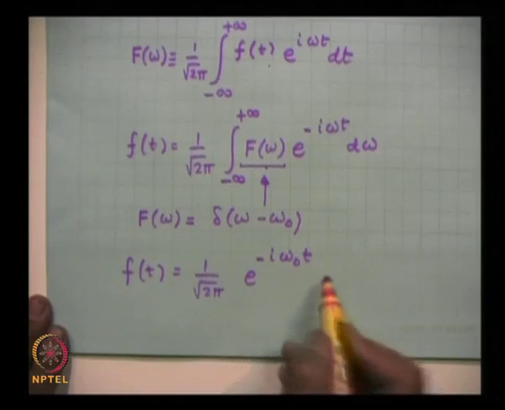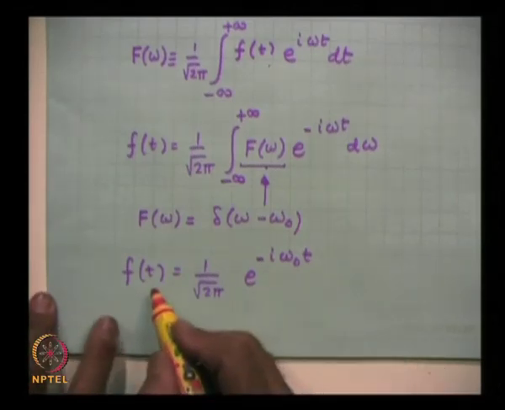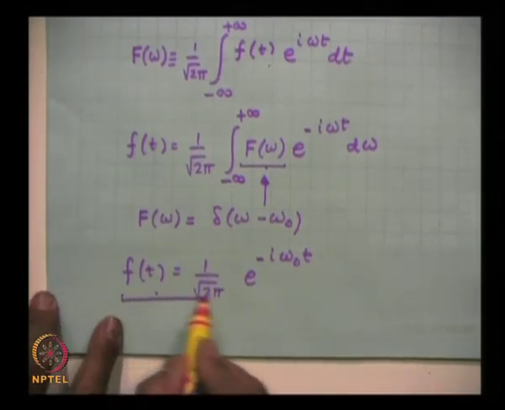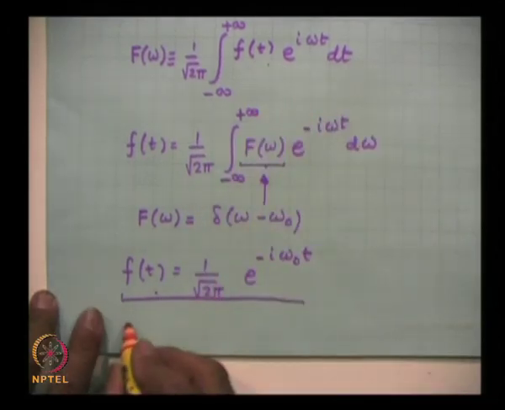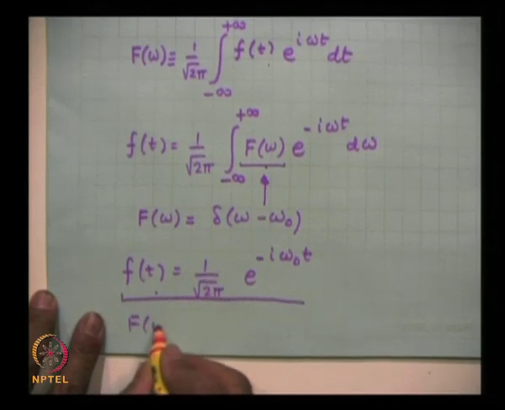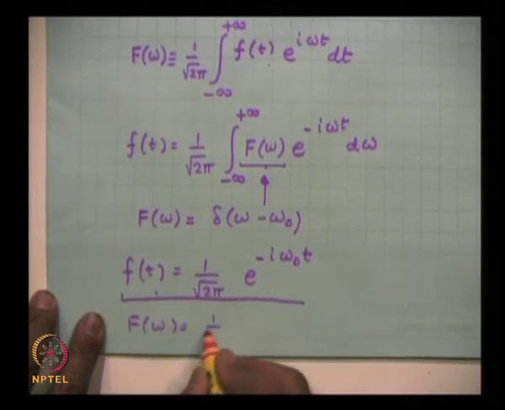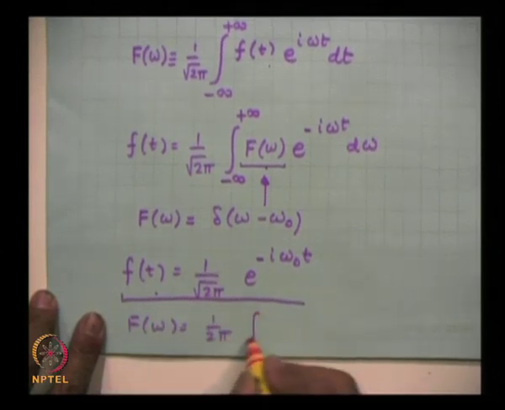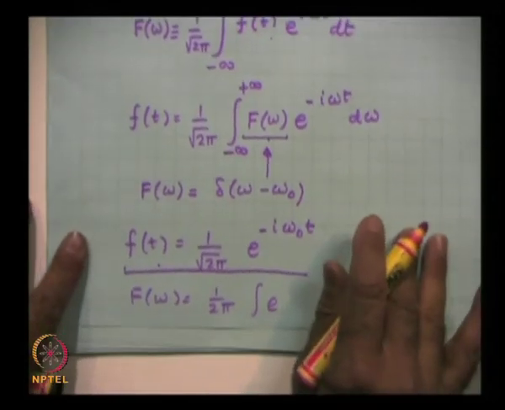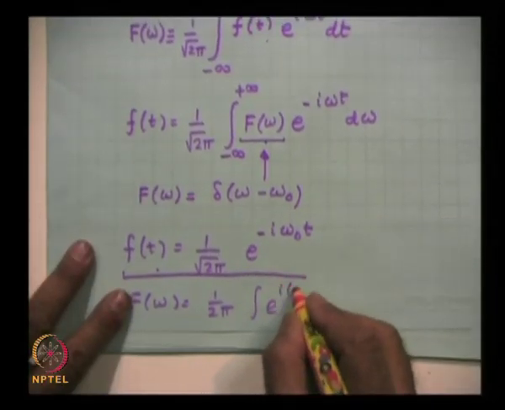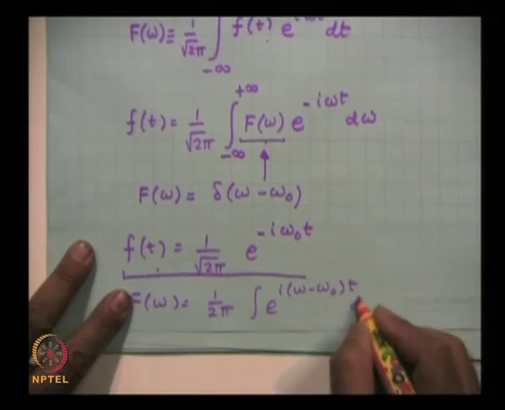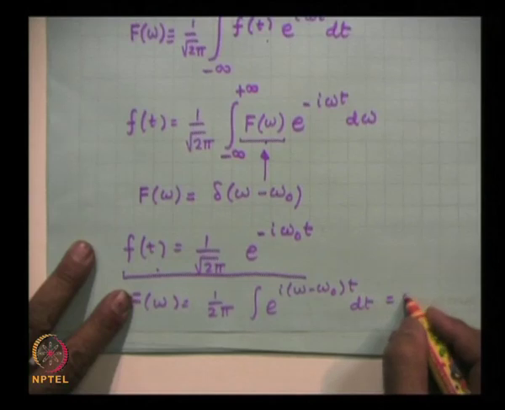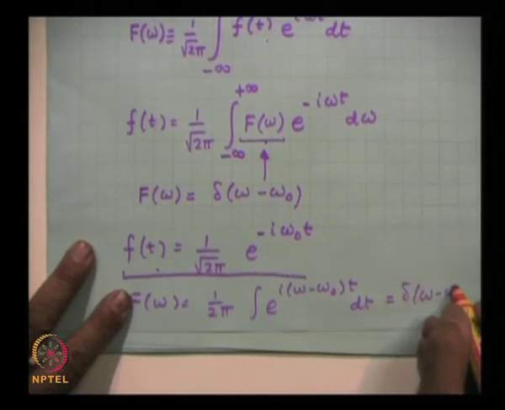This is a monochromatic wave. So, if I substitute this f of t function in here, then I will get f of omega will be 1 over 2 pi, 1 over 2 pi, e to the power of i (omega minus omega 0) t dt. So, this is the definition of the Dirac delta function.